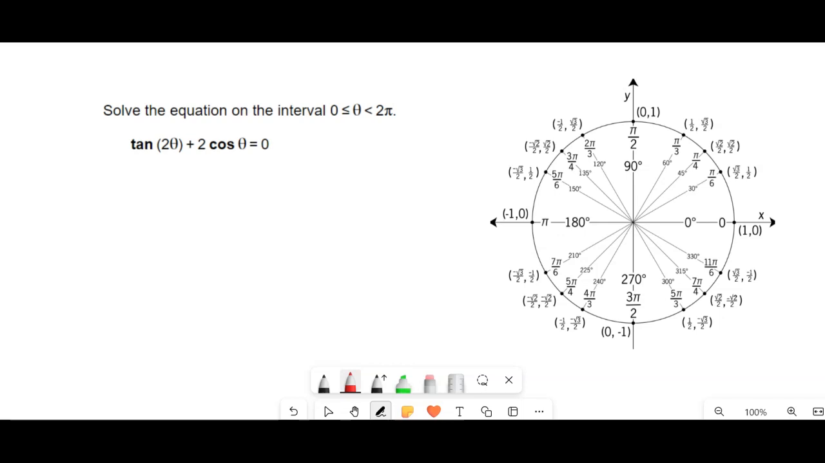Hey trig class, we're going to look at this problem from the 8.6 homework set. We've got a tangent 2 theta, but a cosine of 1 theta, and we're looking for theta in 1 revolution around the unit circle.